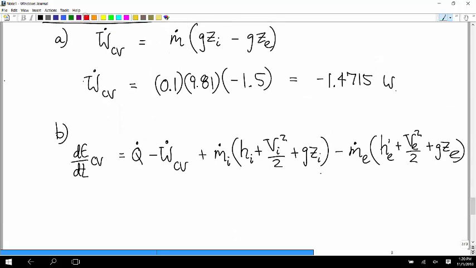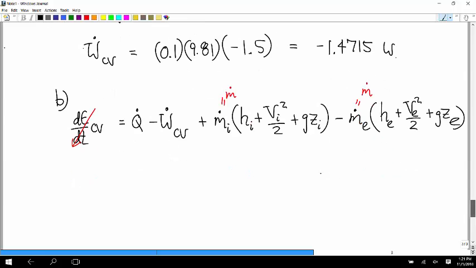Okay, so steady state, so this goes away. This is equal to m dot. This is equal to m dot. And then we're going to assume that it's flowing through quickly, so this will go away. We're not worried about that. We're going to assume that the speed doesn't matter.